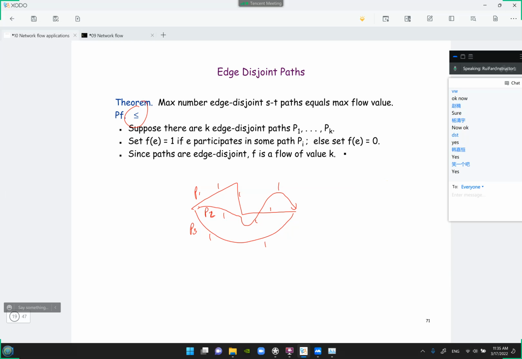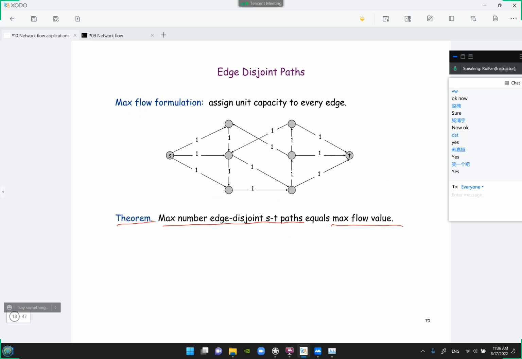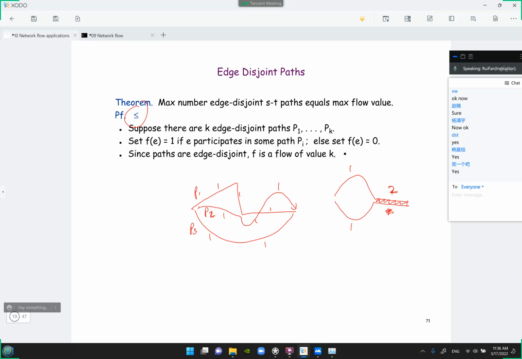Now, the reason you get a valid flow is because these paths are edge disjoint. If these paths are not edge disjoint, for example, let's say this path goes like this and this path goes like that, then if there are edges which they both use, you would need to send a flow of 2 on these edges. But that's not a valid flow because in our graph, all the edges have capacity 1. So if the paths are not edge disjoint, then you cannot put them together into a valid flow.